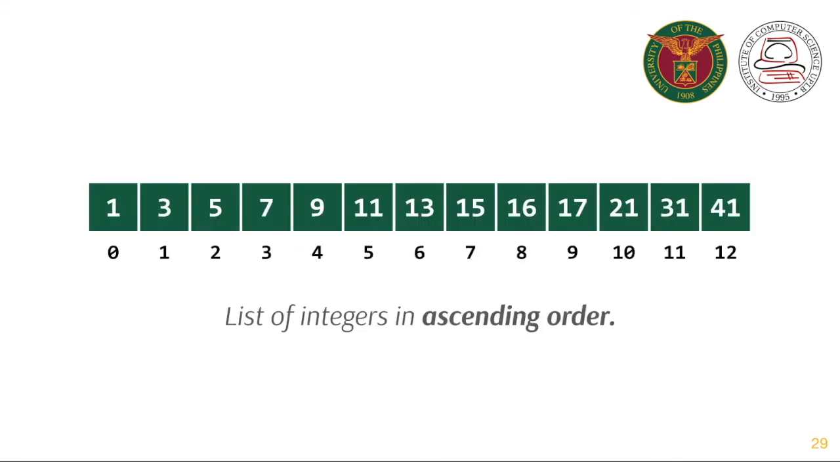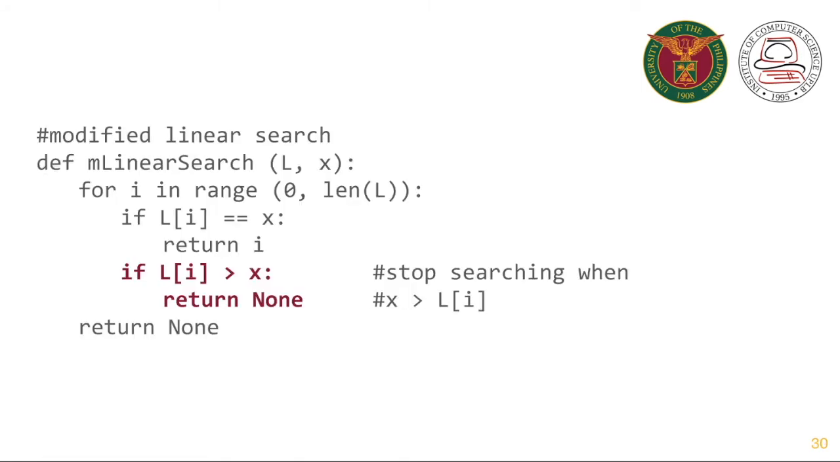Now, what if we know the order of the elements in the list? For example, we know that the list is sorted in ascending order. We can modify our linear search algorithm and take advantage of the fact that the list is sorted. We add a condition saying that if the value in the current index is already greater than the value being searched, we will stop searching and we will return None since we are sure that we will no longer find the value in the list.